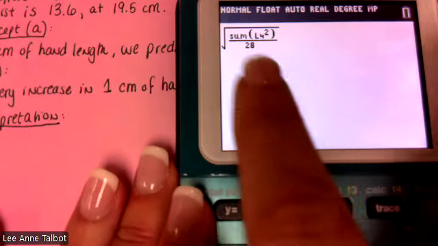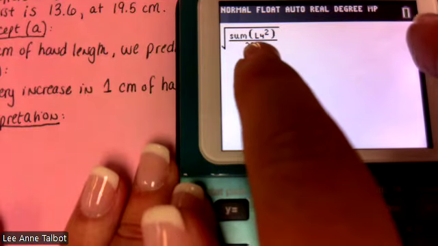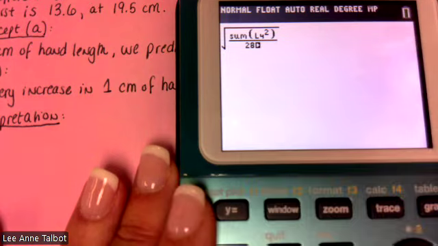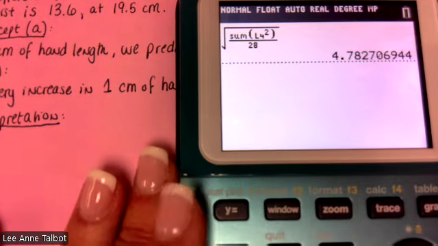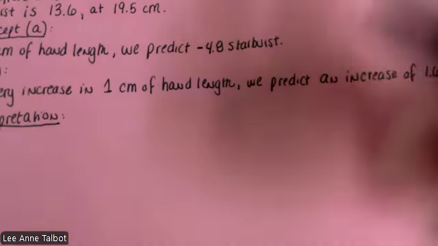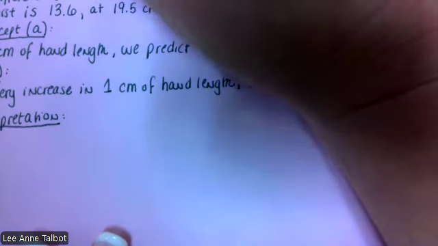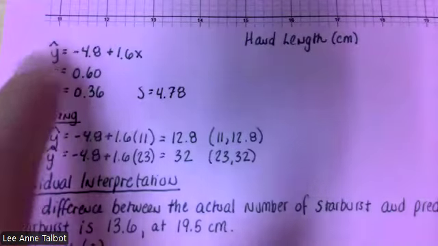So this was the residuals, right? Square them, add them all together over n minus 2 square rooted. Okay, so 4.78. All right. I'm going to add that up here, by the way, in my little spot.